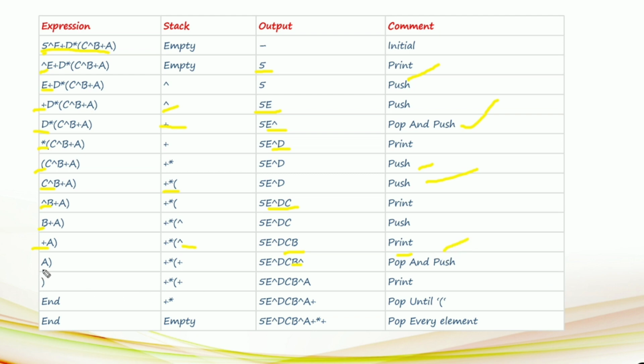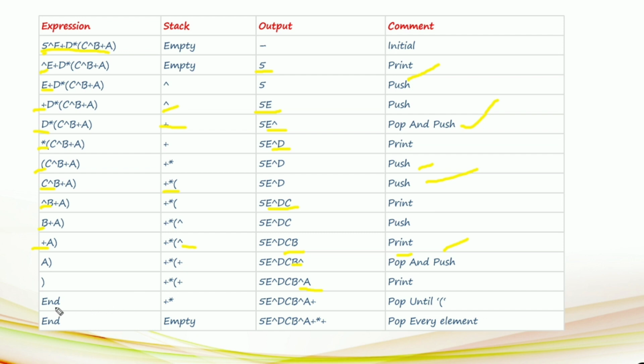Next scan element is A, so we directly write it into the output. Next we have the right parenthesis. Okay, now we have to pop all the elements till we reach the left parenthesis. So plus is popped and printed into the output, and the left parenthesis is reached.